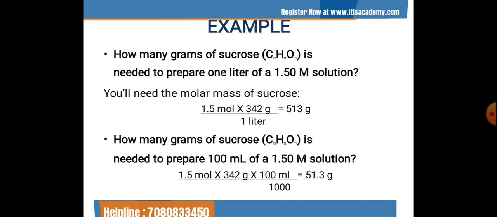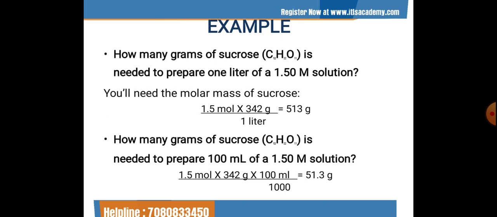Once you calculate it, you have to put it in the formula, as it is given that a 1 liter solution you have to make. So you can simply put the values into the formula. 1.5 moles, that is the particular moles required, and 342 is the gram weight, that is the molecular weight of sucrose, divided by 1 liter.